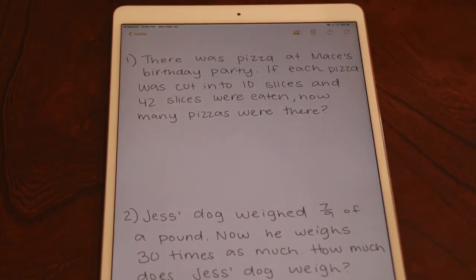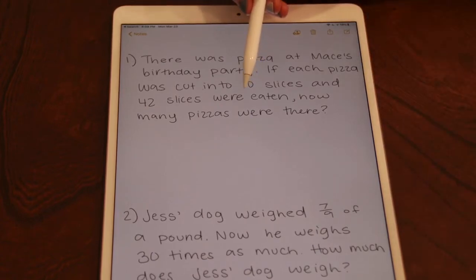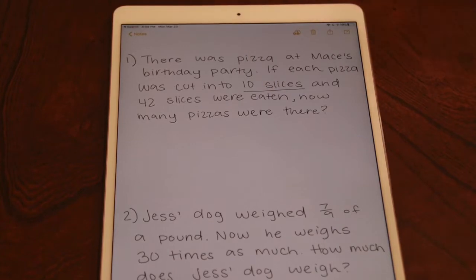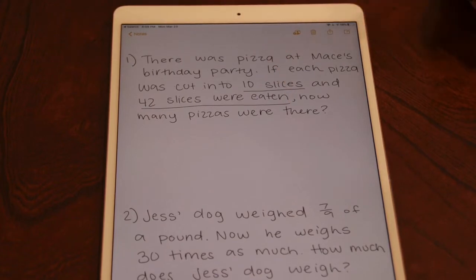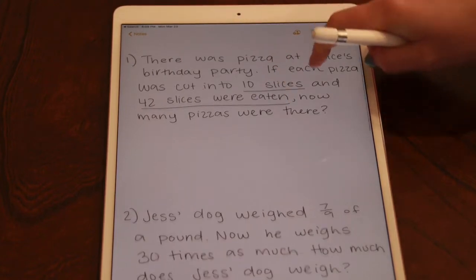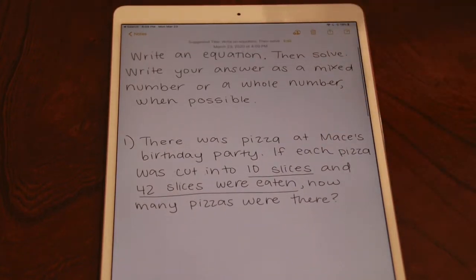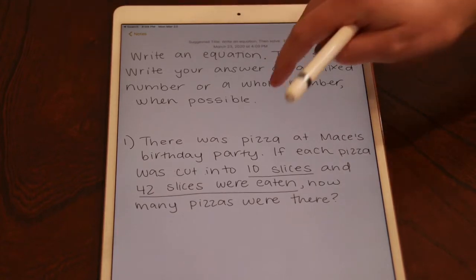It says there was pizza at Mace's birthday party. If each pizza was cut into 10 slices, I know that's important, so I'm going to underline it, and 42 slices were eaten, how many pizzas were there? Well, remember, it wants you to write an equation.